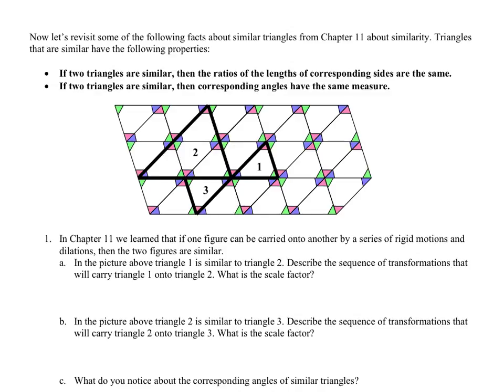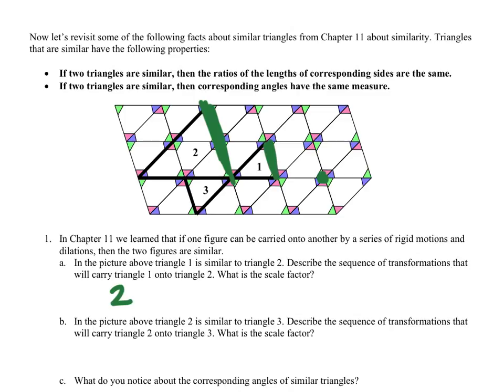Well, a dilation would work. You could do one dilation depending on where the center of dilation is. But that's not completely crucial. I think if we use that as the center of dilation, we would do it in one transformation. However, most people would say that it's a translation and then a dilation, which would work as well. The scale factor from 1 to 2, though, is 2, because we can see that this side length, it takes 2 of those to get this side length. So triangle 2 is twice as big. That's the scale factor. And that's something you guys can do in 7th grade.